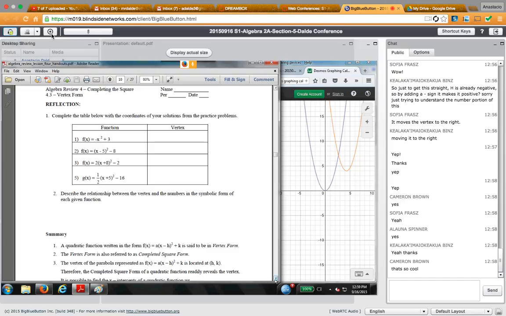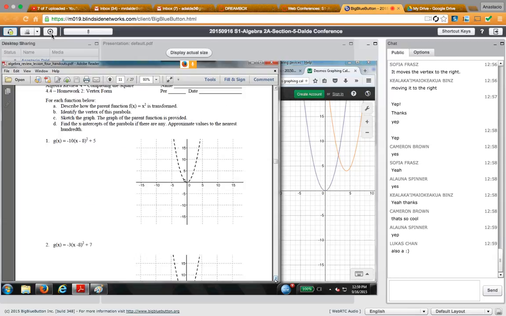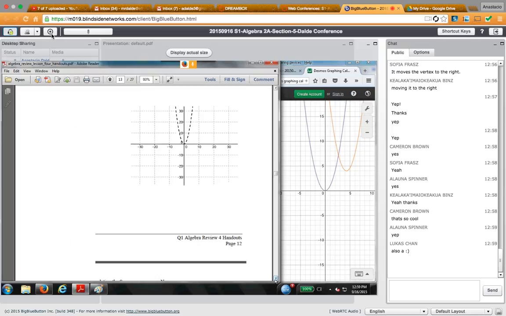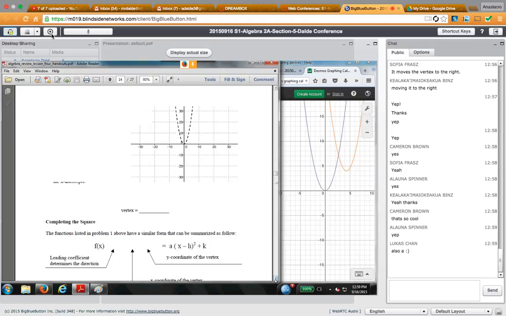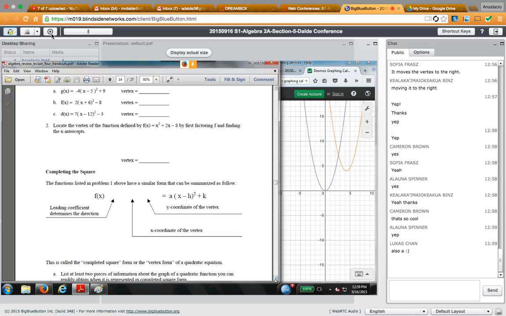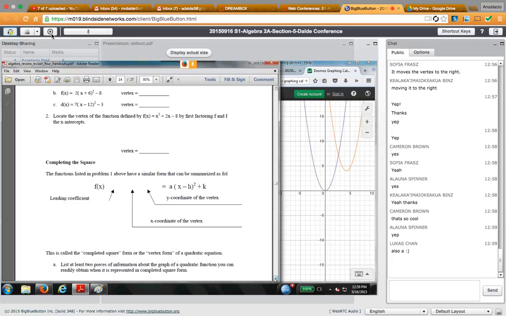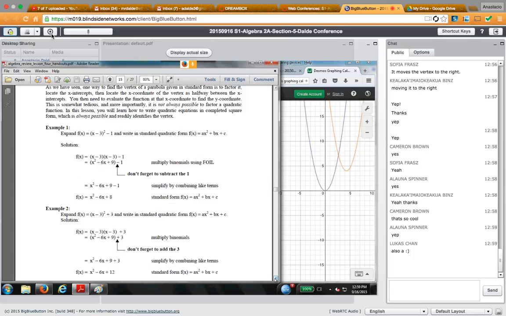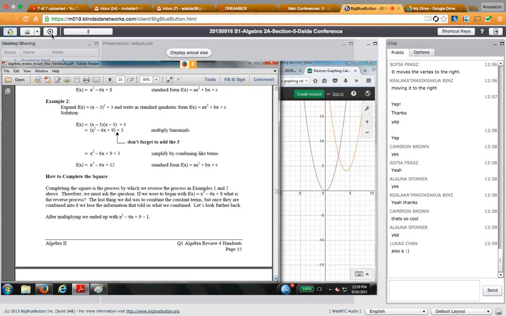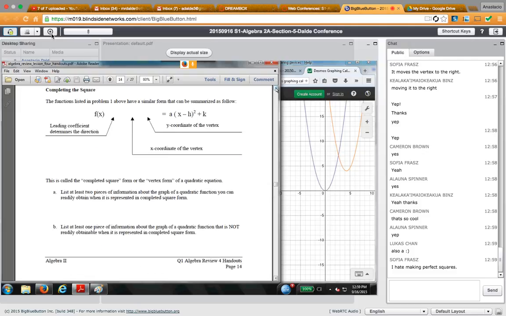Now, the hard part is we need to figure out how to get this into that form. We need to figure out how to put our parabolas into this form. And for that, we're going to need to use this technique called completing the square. Now, completing the square can be tough. I'm going to make up a few problems. I'm going to teach it to you the way I want to teach it to you, and then I'll let them do that.